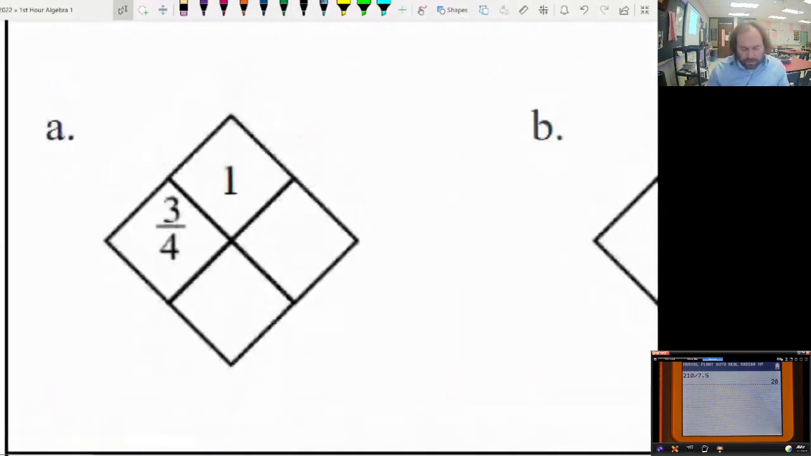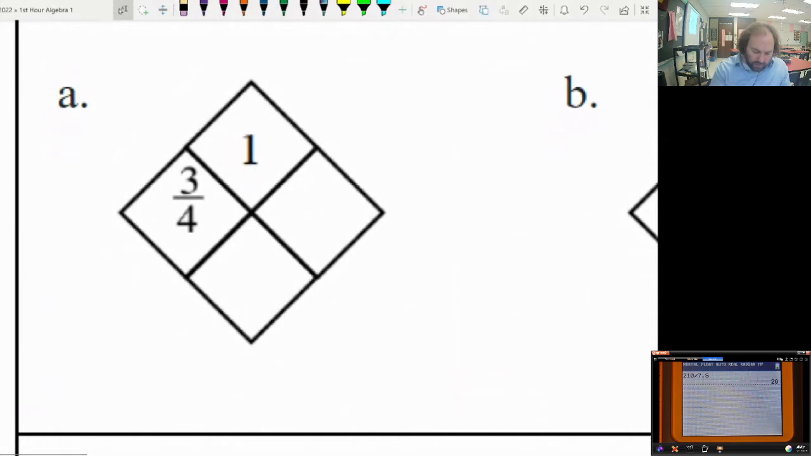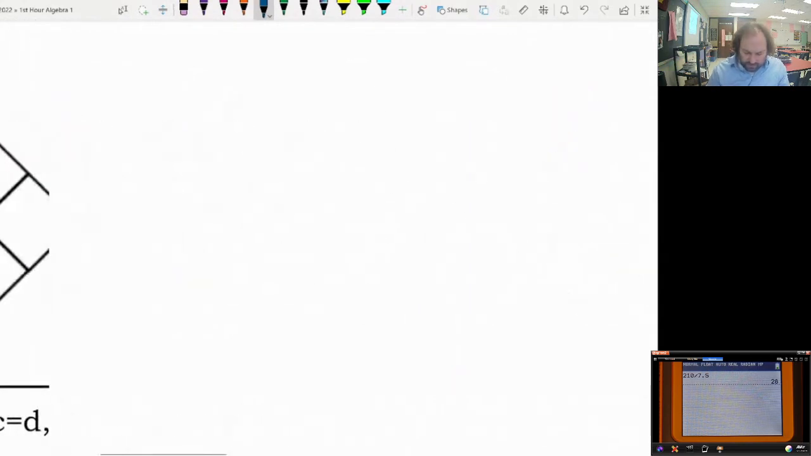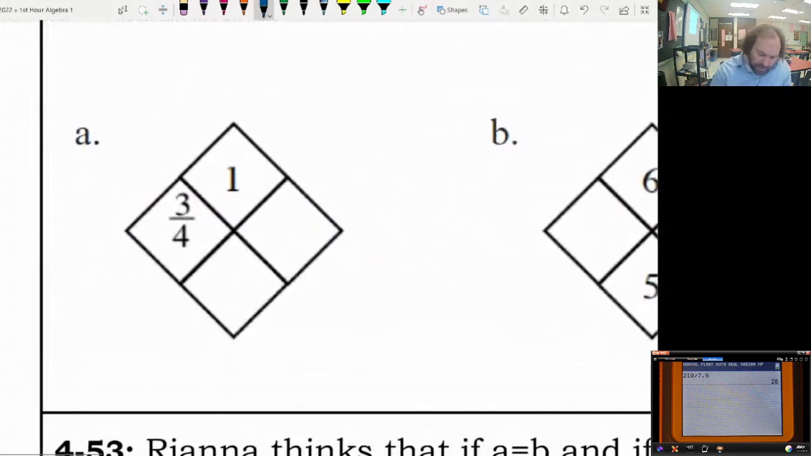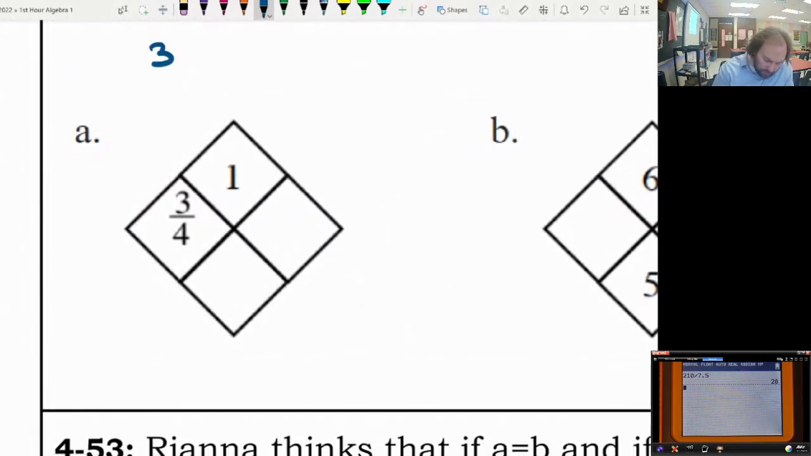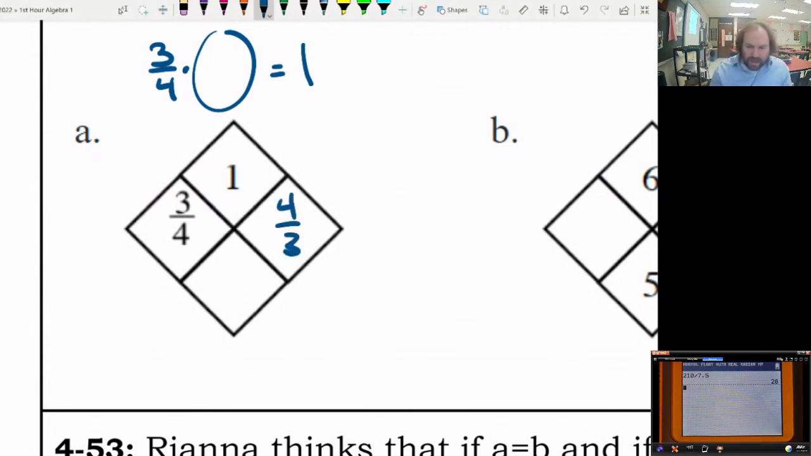Here we don't know what both the numbers are, but we do know what two of them are. They multiply to be the top number, I think. Let me make sure I got that right. Okay, so first question we got to answer is 3/4 times what thing is equal to 1? The answer here is that you take the fraction and you flip it upside down. So 4/3 is what we're looking for in that box, because those two fractions multiplied together, you'll get 12 on top, 12 on bottom. 12 divided by 12 is 1.